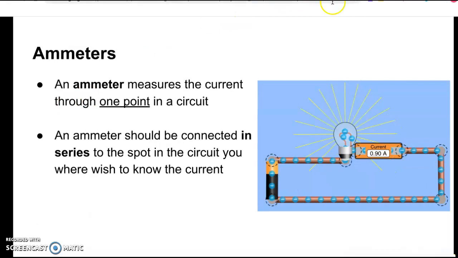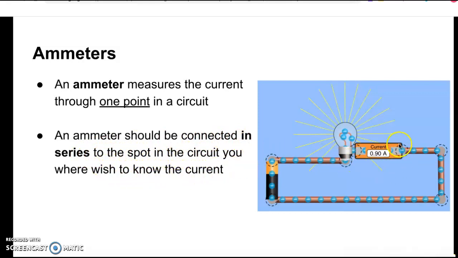All right, the next device is called an ammeter, and an ammeter measures amps. Okay, note the spelling here, A-M and then meter, and that measures amps. And it measures the current, because amps is a measure of current, through one point in a circuit. So ammeters measure how fast the charges are going through the circuit. In an ammeter, you connect it differently than a voltmeter. An ammeter should be connected in series to the spot in the circuit where you wish to know the current.